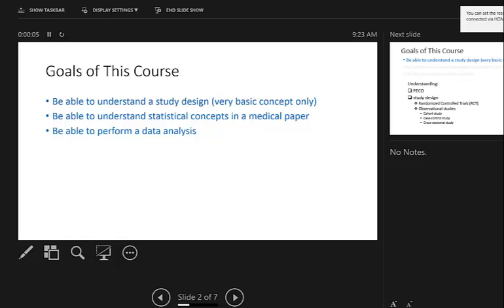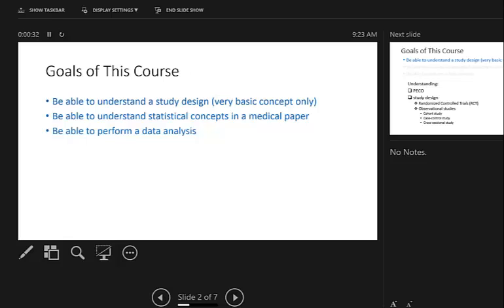So these are the goals for us: be able to understand the study design. I am a biostatistician, but we need to learn epidemiology before we talk about statistics. So in the first session, I will introduce you to epi concepts, i.e. study design. Okay? And then next, be able to understand statistical concepts in a medical paper.